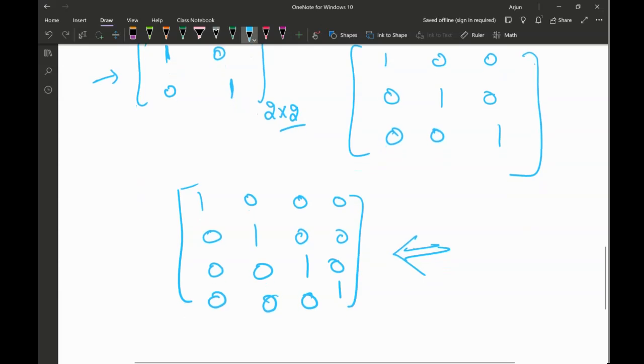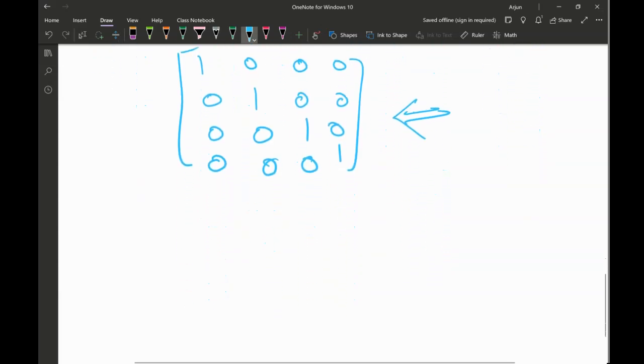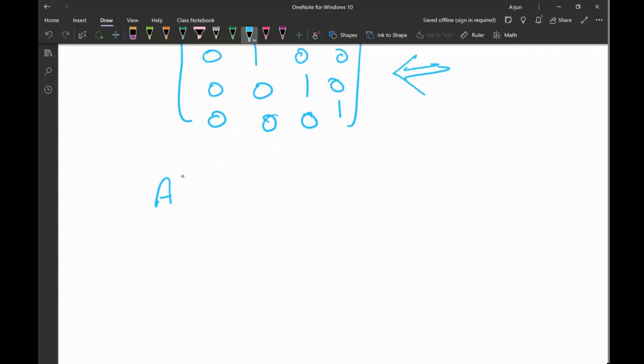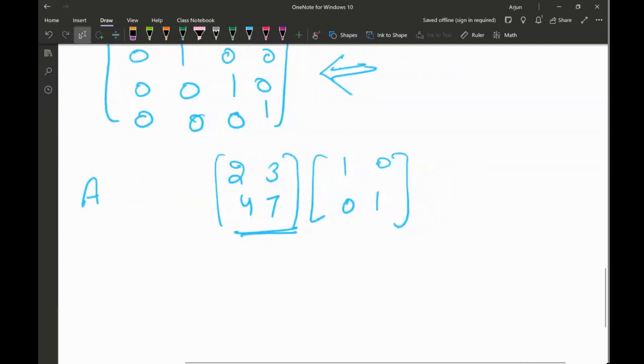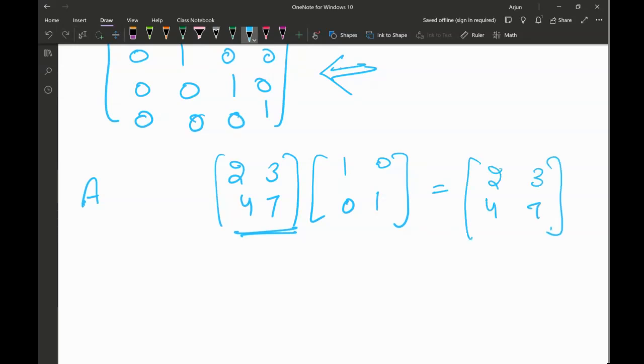And one more thing I wanted to tell you is, if you are given a matrix 2, 3, 4, 7, and you multiply it by the identity matrix, you're going to get the same matrix. Because this is 2 by 2, I'll multiply it by the 2 by 2 identity matrix. So the final answer will be 2, 4, 3, 7. So A times I is equal to the A matrix. That's what I wanted to tell you. If this is the A matrix and this I is the identity matrix, that's going to give you the A matrix.